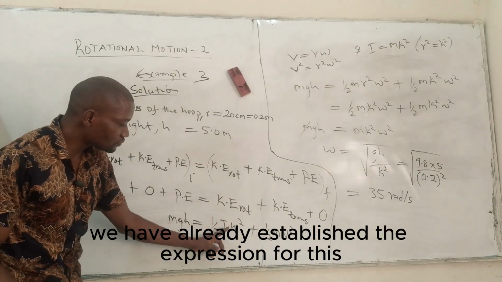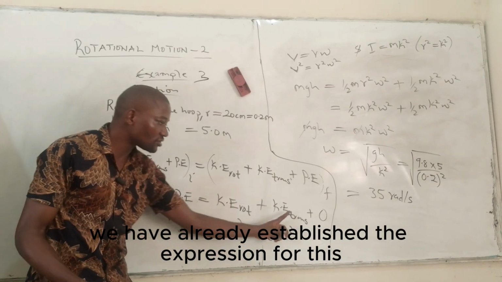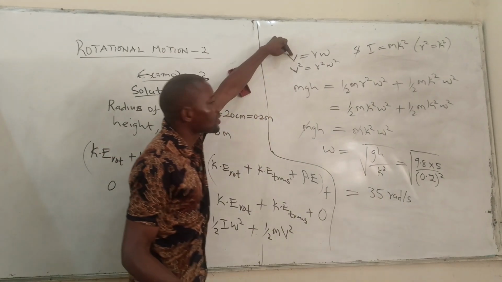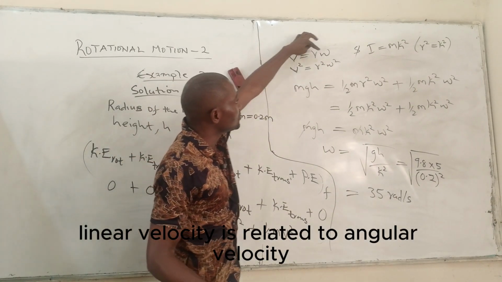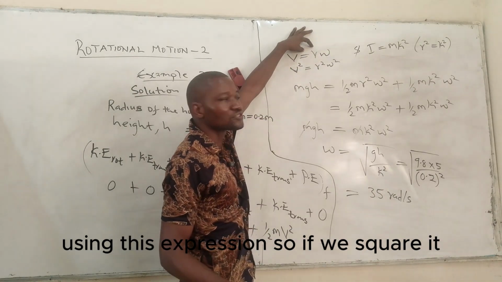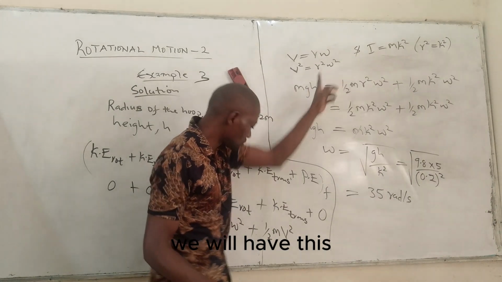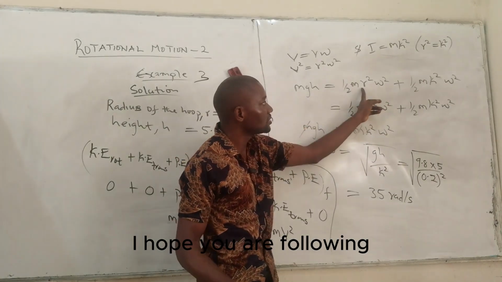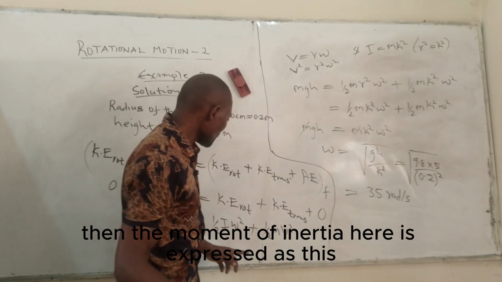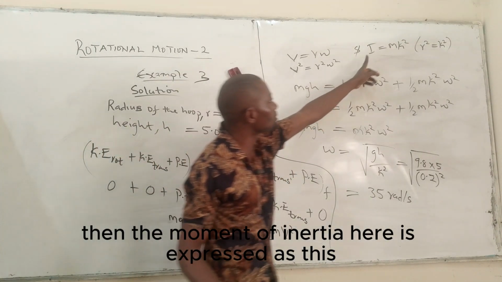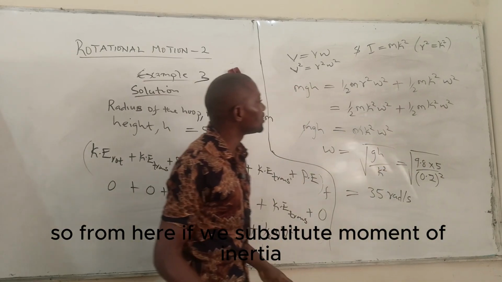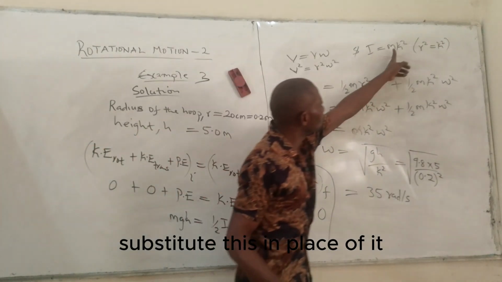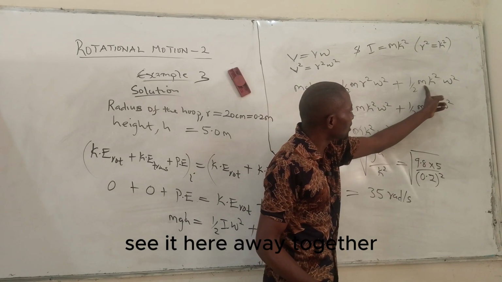So if we substitute, we have already established the expression for this. So if we simplify, knowing that linear velocity is related to angular velocity using this expression. So if we square it, we will have this. So coming to this expression, in place of this, we substitute this, then we have this. I hope you are following. Then, the moment of inertia here is expressed as this. So from here, if we substitute moment of inertia, substitute this in place of it. See it here. Are we together?